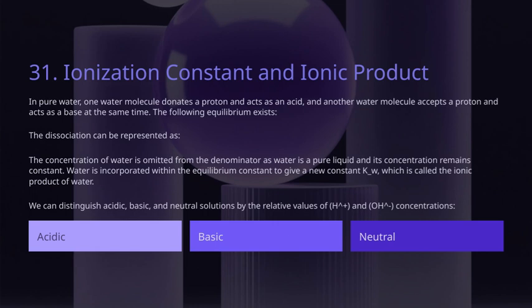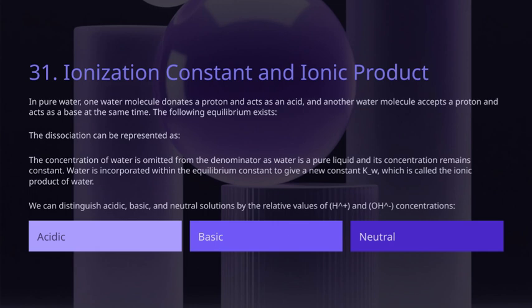Now, the dissociation of water can be represented by a simple equilibrium equation. What's interesting is that in pure water, one water molecule donates a proton, acting as an acid, while another water molecule accepts that proton, acting as a base. This simultaneous process results in a dynamic equilibrium that defines pure water's neutrality. This equilibrium is key to understanding the ionization constant of water and the ionic product, Kw. It forms the foundation for understanding pH and the behavior of solutions.